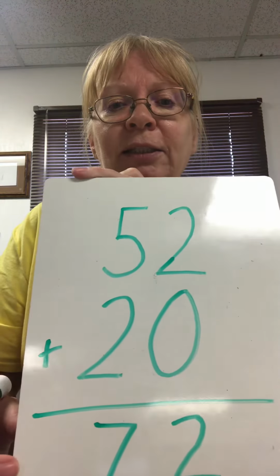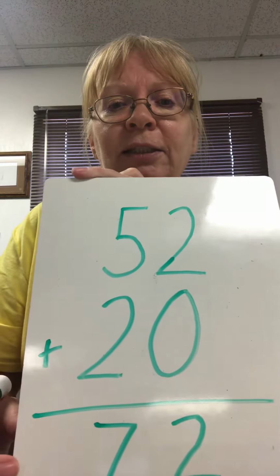Next problem. This is 36 plus 22. So are we going to start here? No, we're going to start over here, right? Yeah. So we have 6 plus 2 is 8. And 3 plus 2 is 5. So 36 plus 22 is 58.